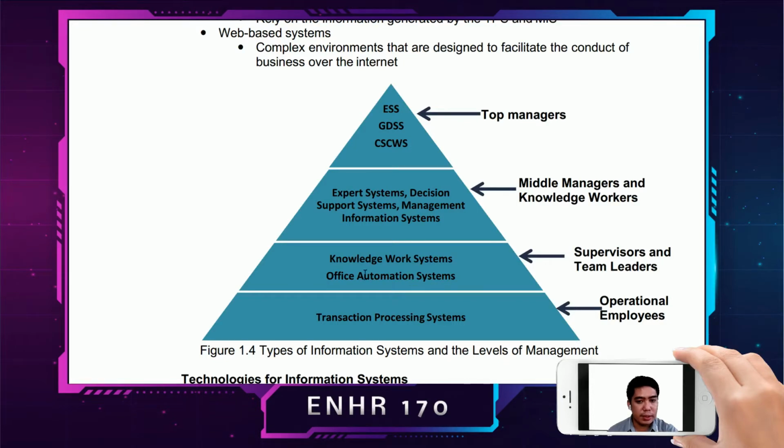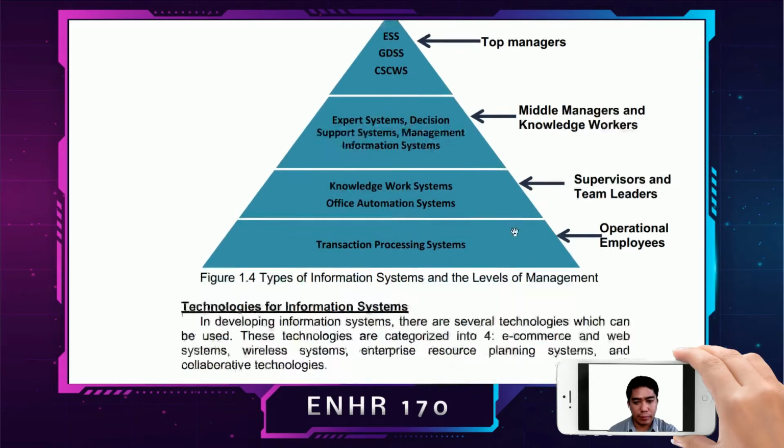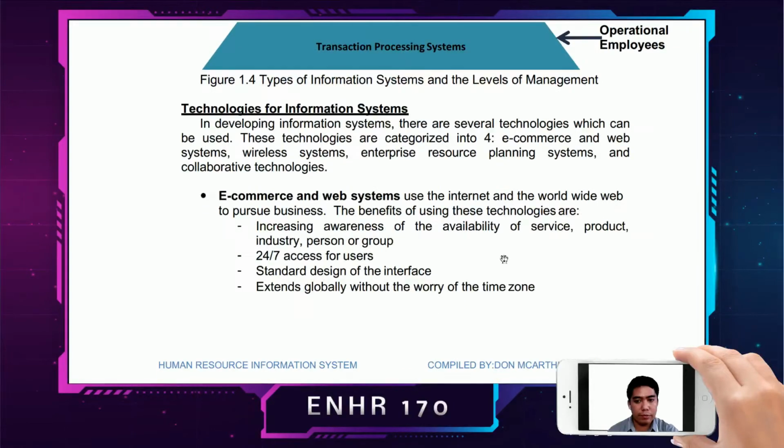Knowledge work systems and office automation systems are being used by supervisors and team leaders. Yung mga expert system naman, DSS, MIS, ginagamit yan ng middle workers and knowledge workers. And yung mga ESS na, GDSS, CSCWS, or web-based systems are being used by top managers. So different technologies for information system.